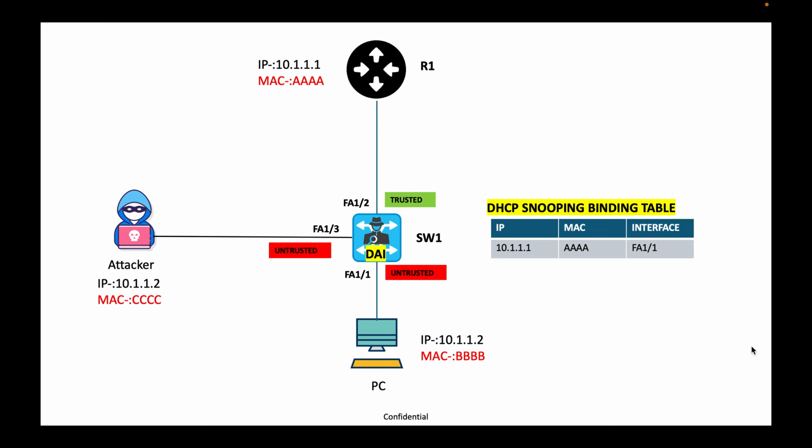Let's take an example where the attacker attempts the gratuitous ARP and dynamic ARP inspection makes a comparison to the DHCP snooping binding table, not finding a match. Let's see how an attacker sends an ARP. So dynamic ARP inspection will stop it, check the DHCP snooping table, and if there is no match, it will discard the message.